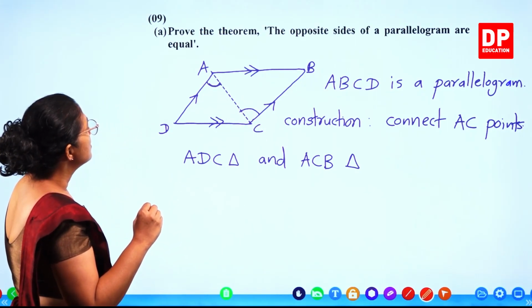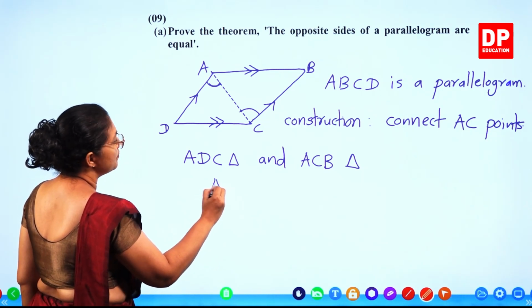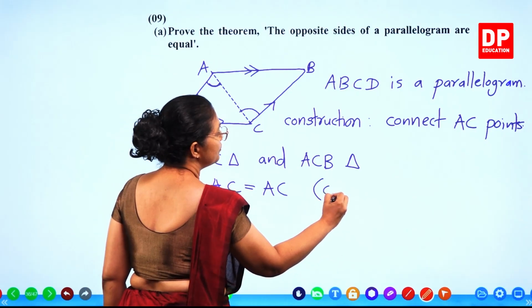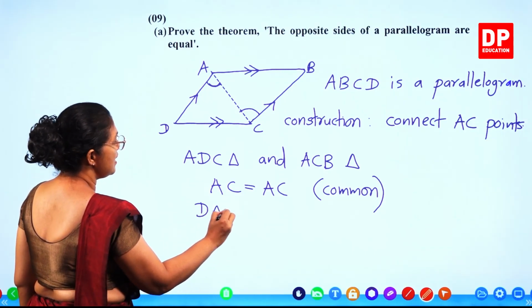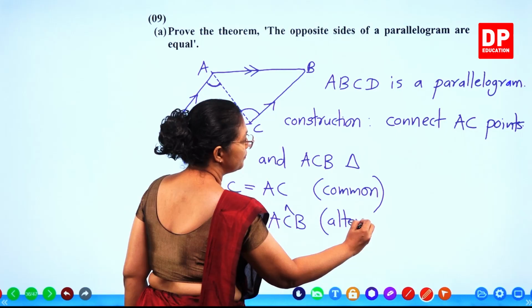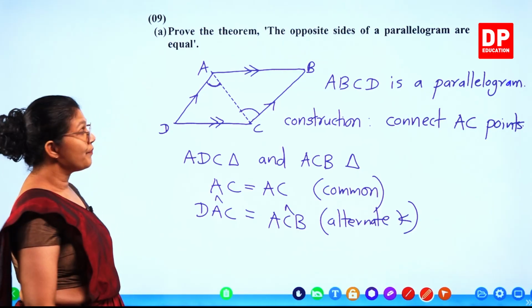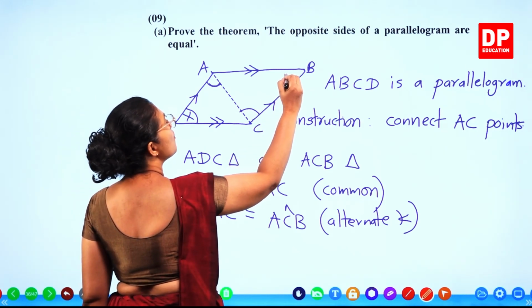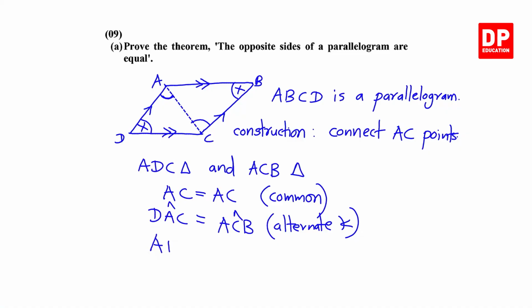What's the other value? We'll write first. Consider these 2 triangles. AC is common. And we can write DAC angle is equal to ACB angle. Alternate angles are equal. What's the other one? We know this angle is equal to this angle. Why? Opposite angles of a parallelogram are equal. So we can write ADC is ABC. Opposite angles of a parallelogram.